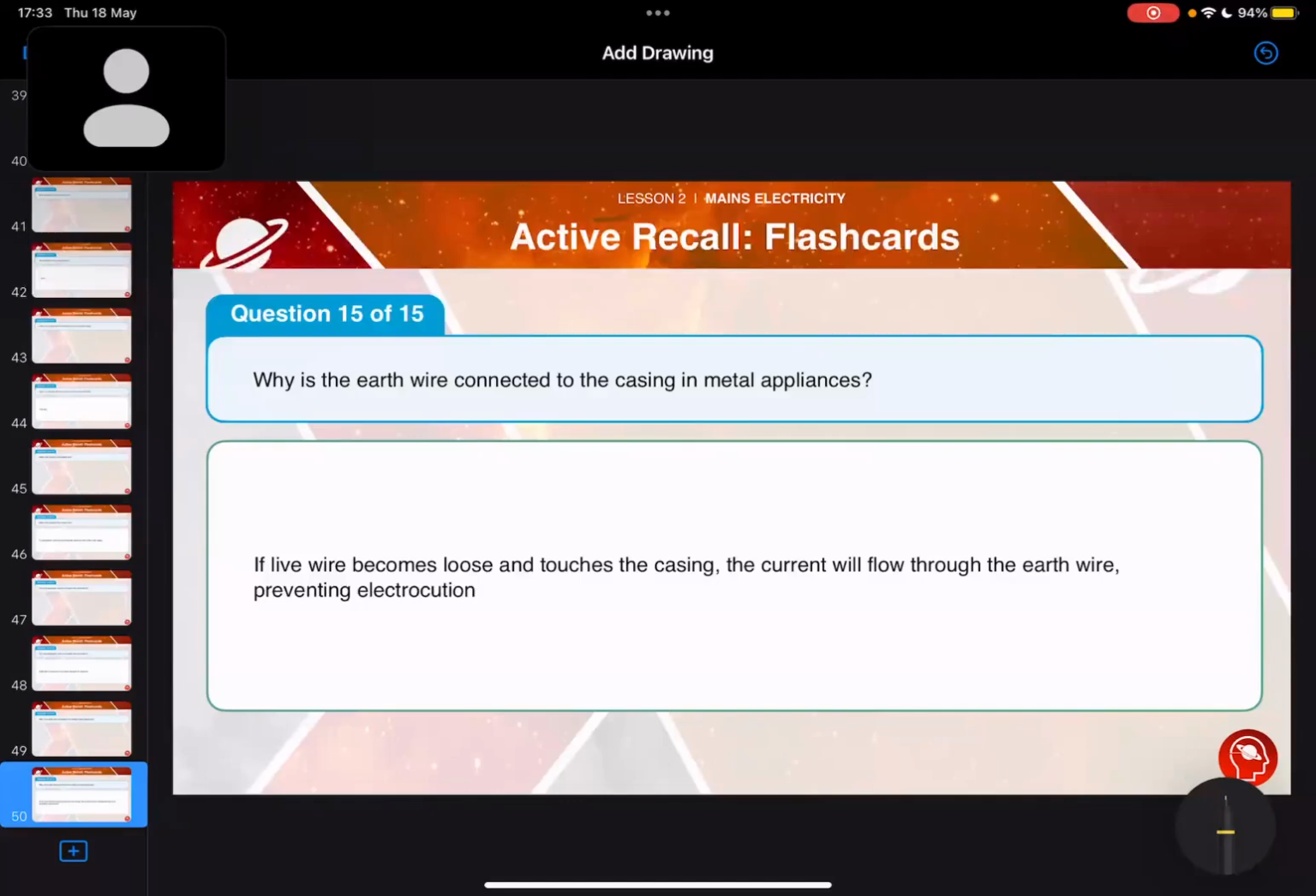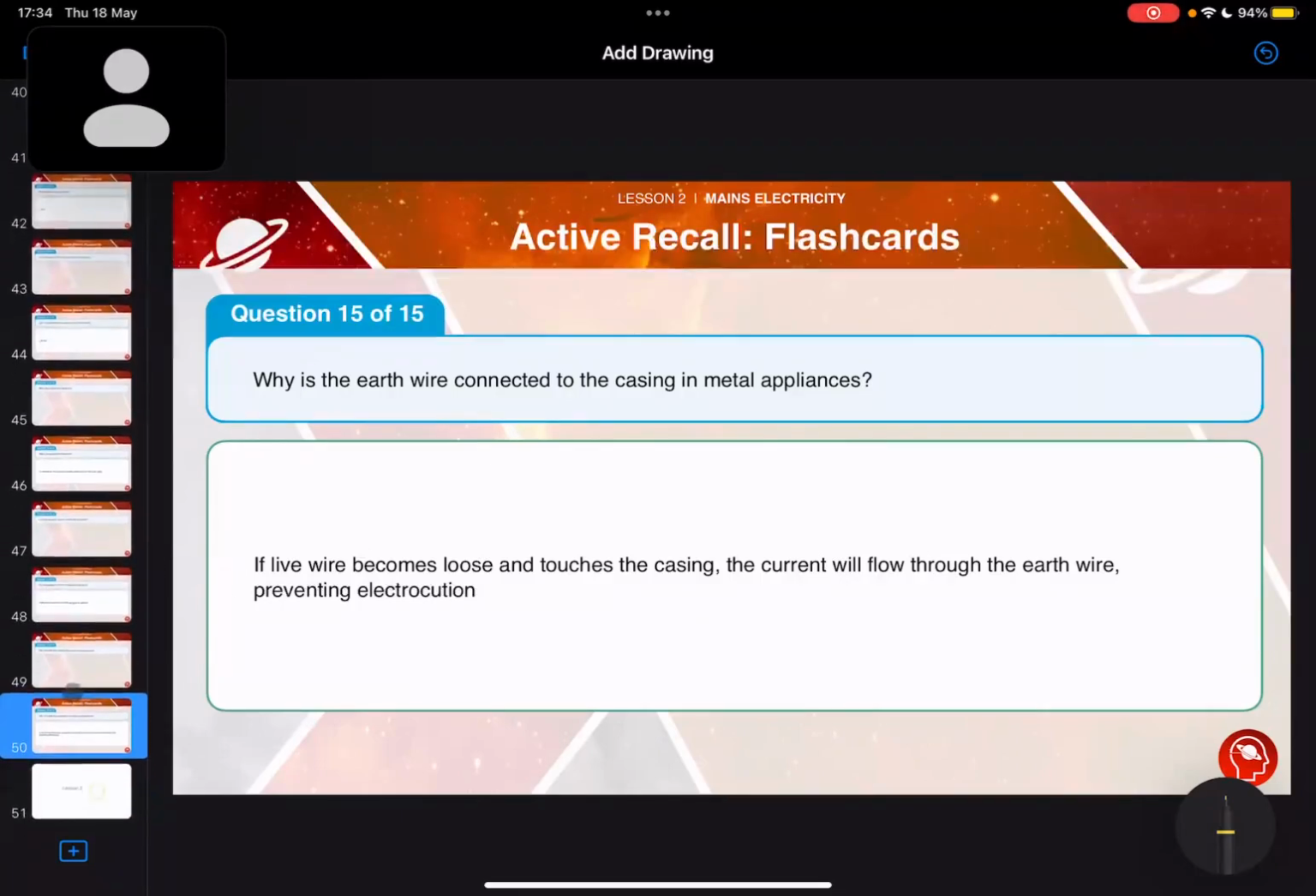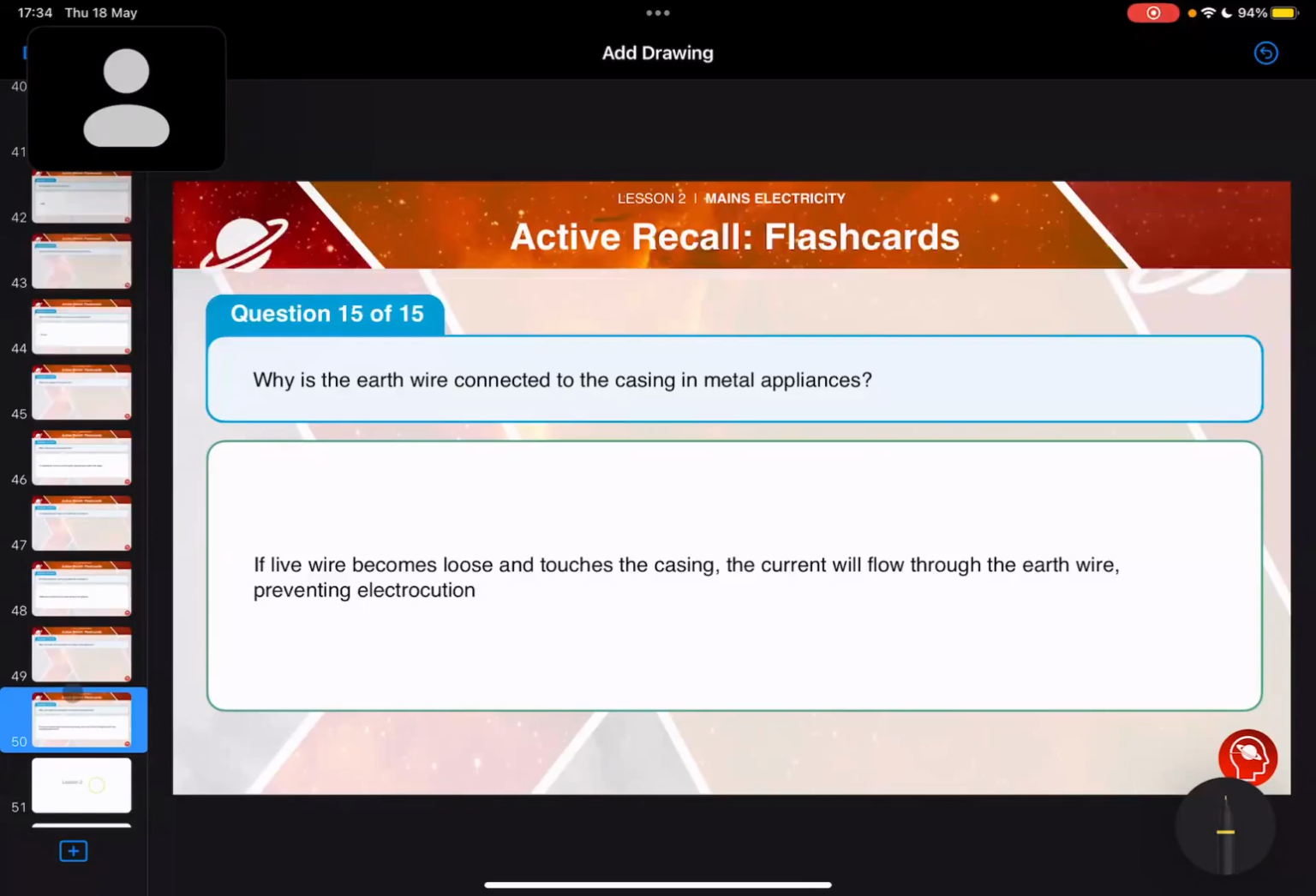Okay. If you didn't have an earth wire and you touched that casing that had a live wire touching it, then you'd be electrocuted. But that doesn't happen because there's an earth wire that is actually attached to the casing that takes that current then, if the live wire becomes loose. I'm not sure, is there an example of this? Because are we talking about the casing of a plug or the casing of an actual appliance, like a kettle or something? Both.